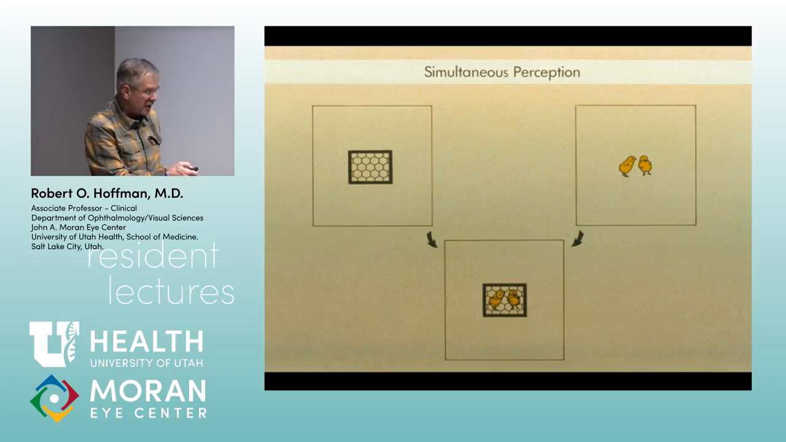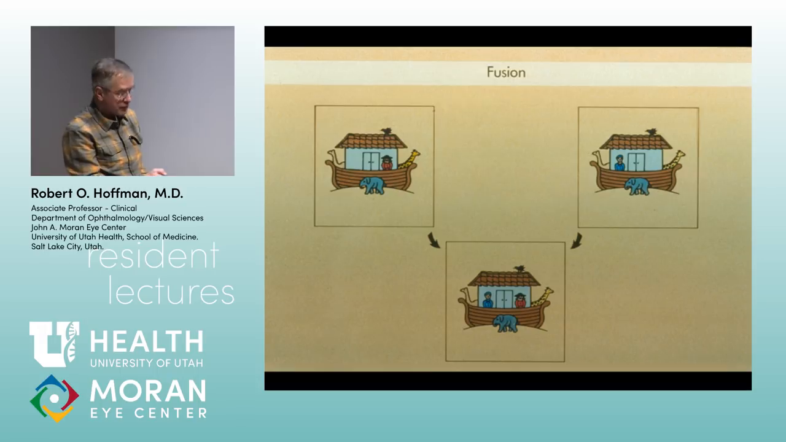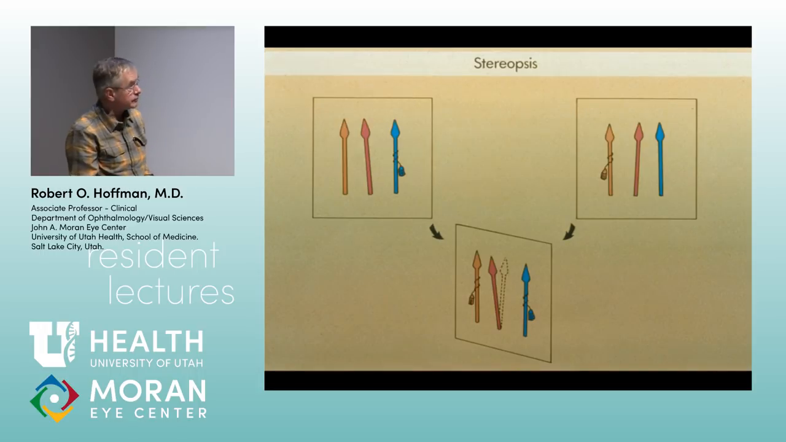Now, in this picture here, there's nothing that is at all similar here or here, but if the chickens look like they're behind the chicken wire, I'm seeing both of those images, simultaneous perception. Here, there are differences in the two pictures, and if I can make it like this, I've fused those two images to make them one. I've had to overlap the ship in one with the other, the elephant in one with the other, and yet I'm picking up this and this that are different in the two pictures. On the other hand, if I present something where something is offset here and perceive it as being raised, coming out of the page, I have stereo.